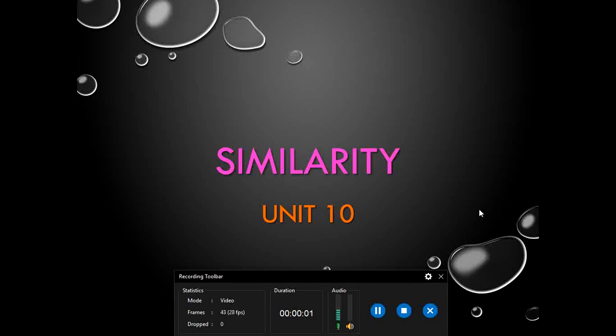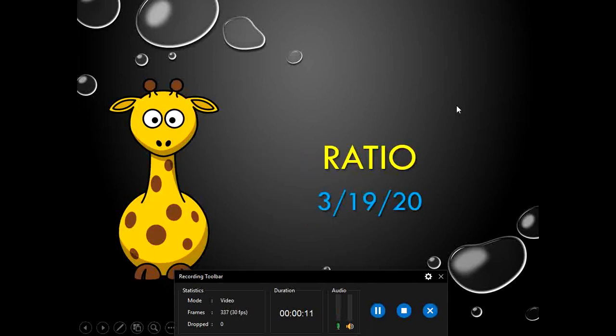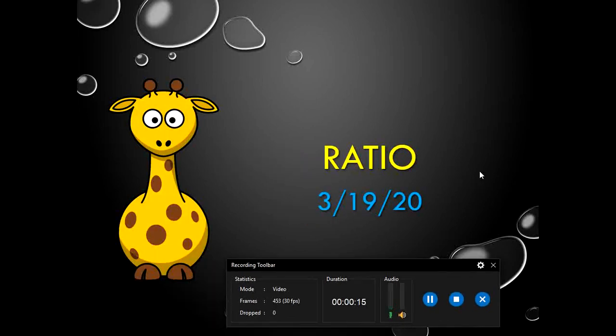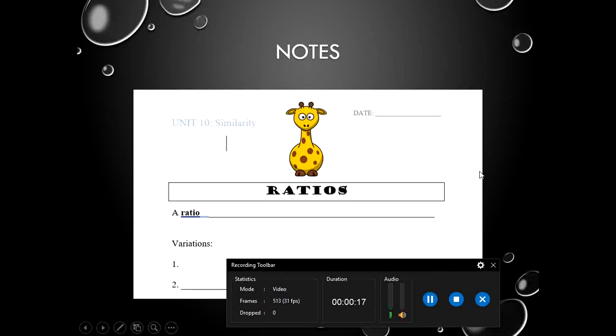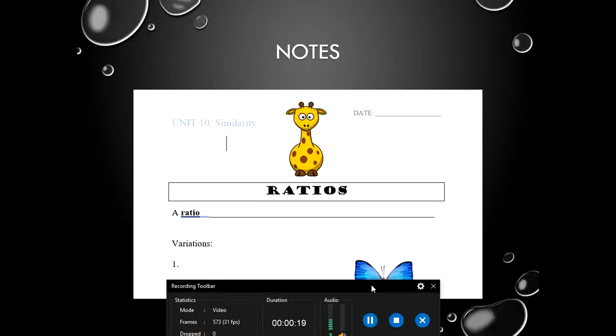Hi, Intro to Geometry. While we're on home instruction, we're going to try to cover one unit. So we're going to look at Unit 10, which is all based on similarity. Today's topic is ratio. And this is the note packet that you're going to need to go through the lesson. All packets should arrive on Monday, March 23rd through the bus route.